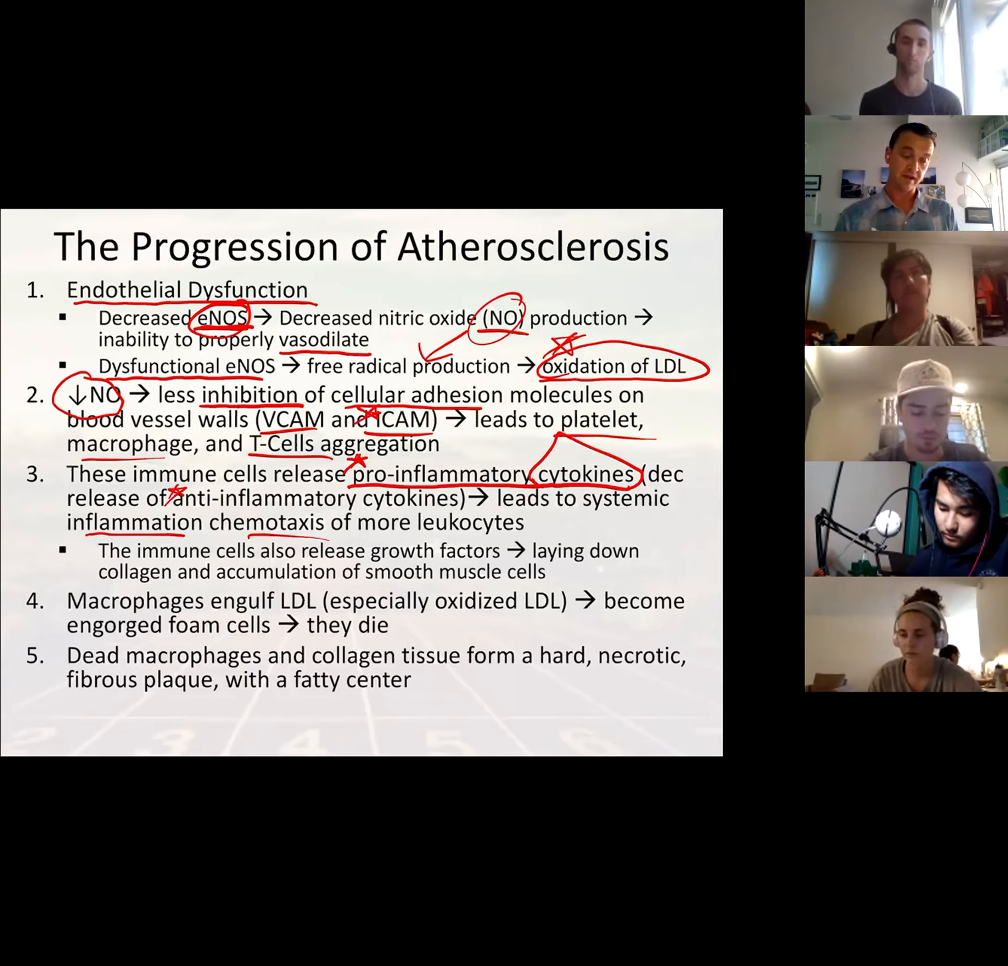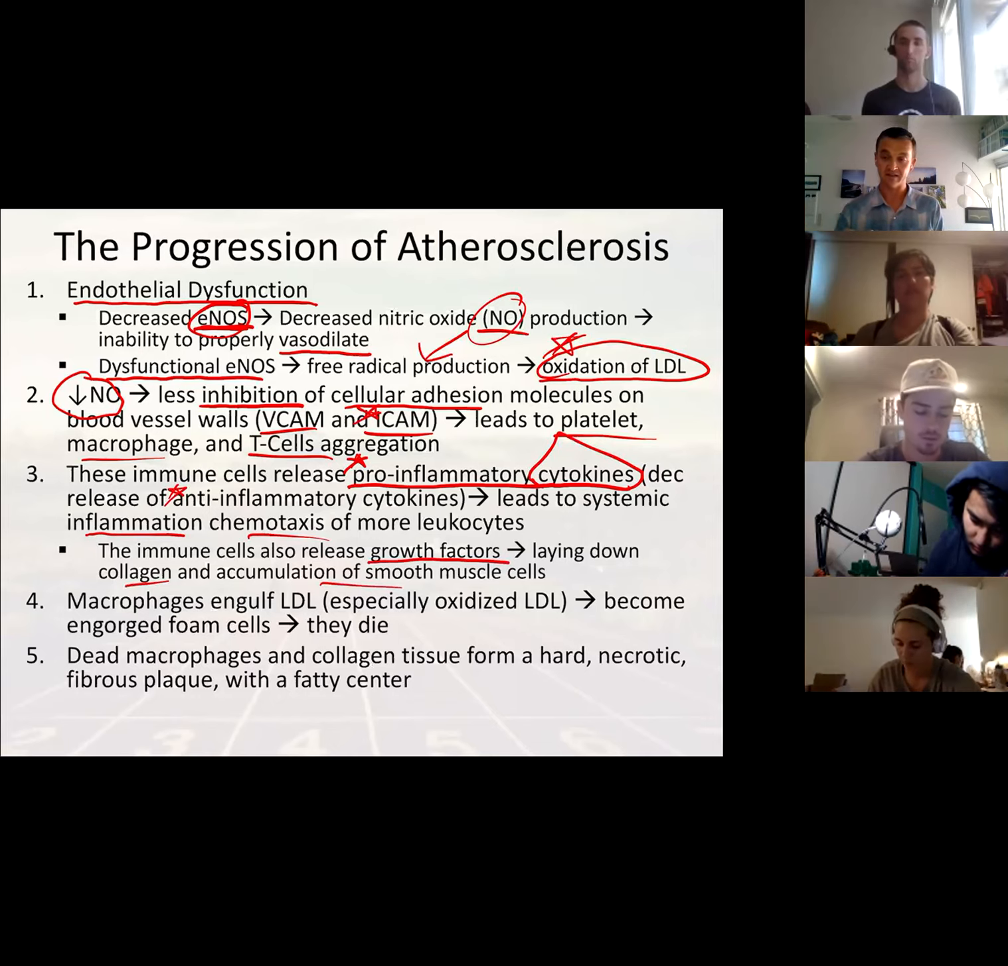Okay, and then with that inflammation, or with those immune cells, those immune cells also release growth factors, which would normally help heal an area that was damaged, right? By laying down collagen and smooth muscle cells, but instead it's kind of laying it down in a funky way, and that just creates the plaque. Okay, so that's leading directly to the plaque that we see in our arteries.